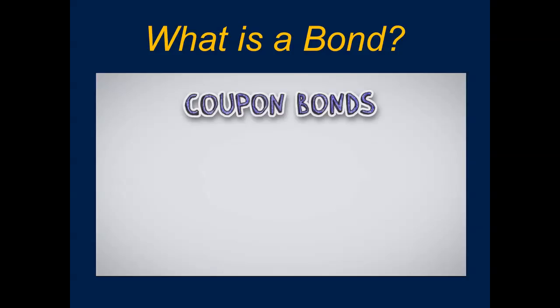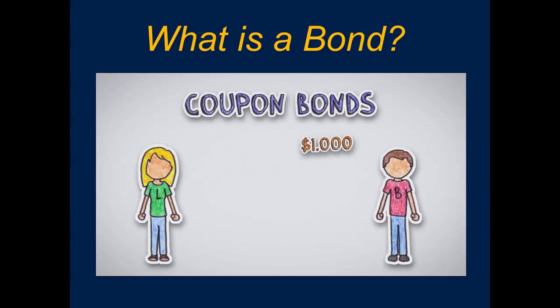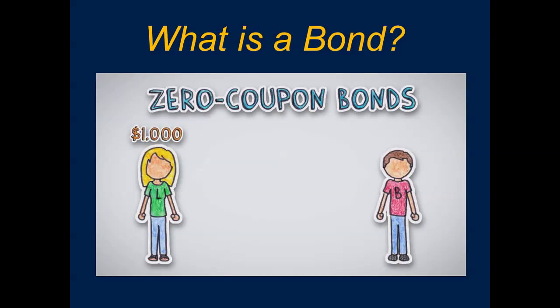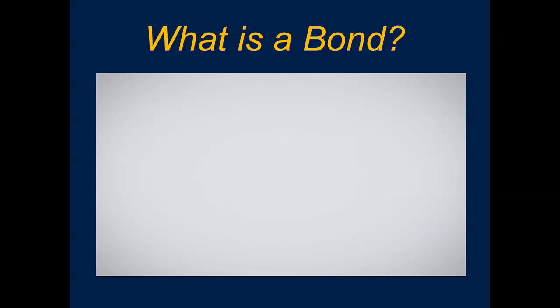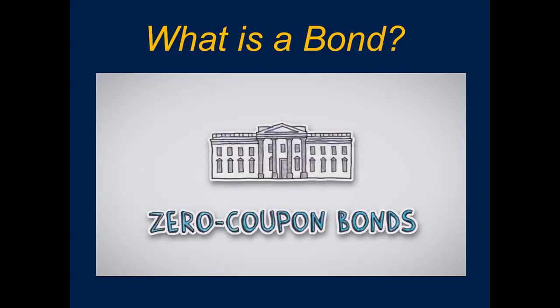With coupon bonds, the lender lends a set amount to the borrower. The borrower will make periodic payments to the lender and then return the money to the lender at the end of the term. With a zero coupon bond, the lender lends a set amount to the borrower. The borrower, however, doesn't have to make payments, but will return a larger amount to the lender at the end of the term. Companies usually issue coupon bonds, while governments usually issue zero coupon bonds.